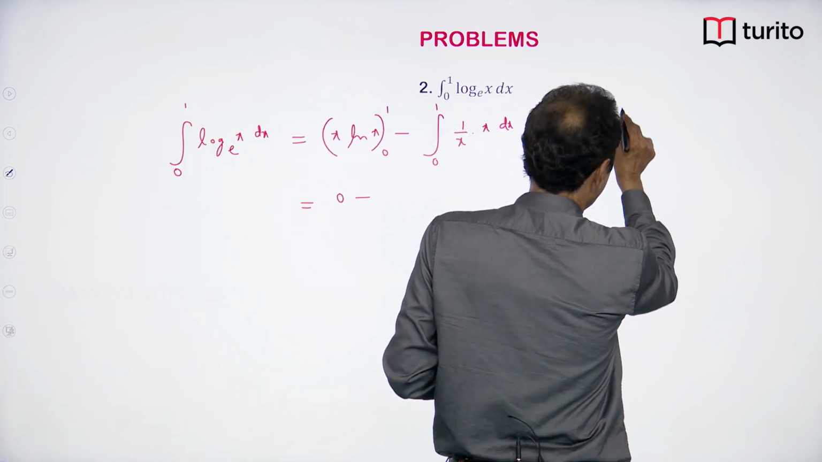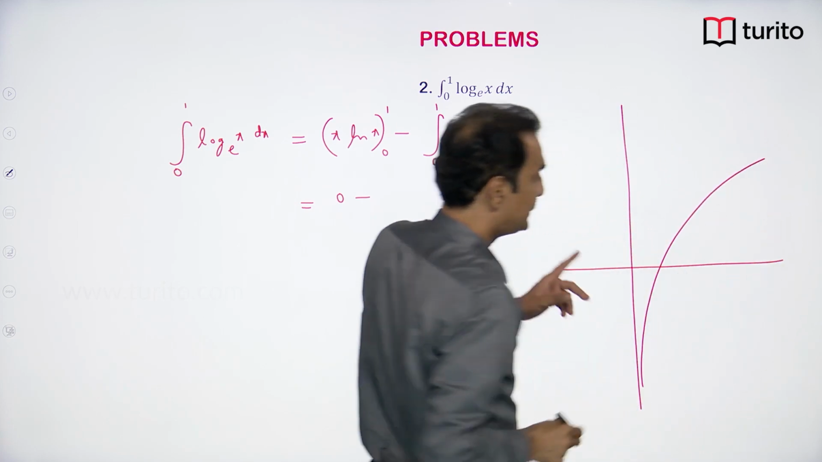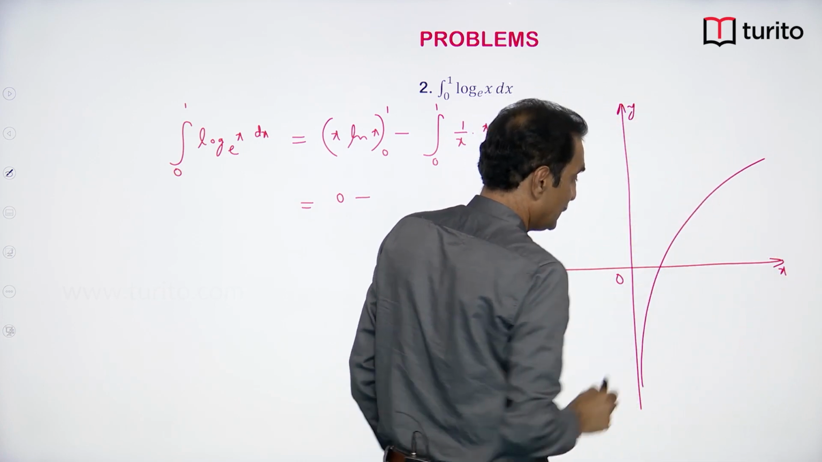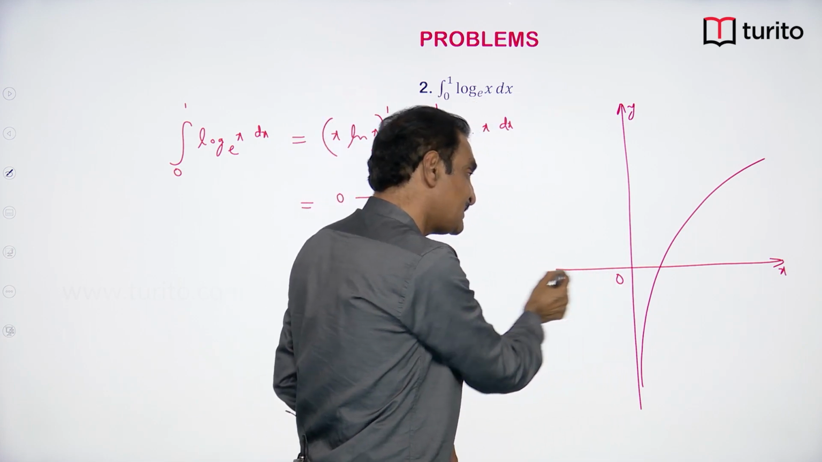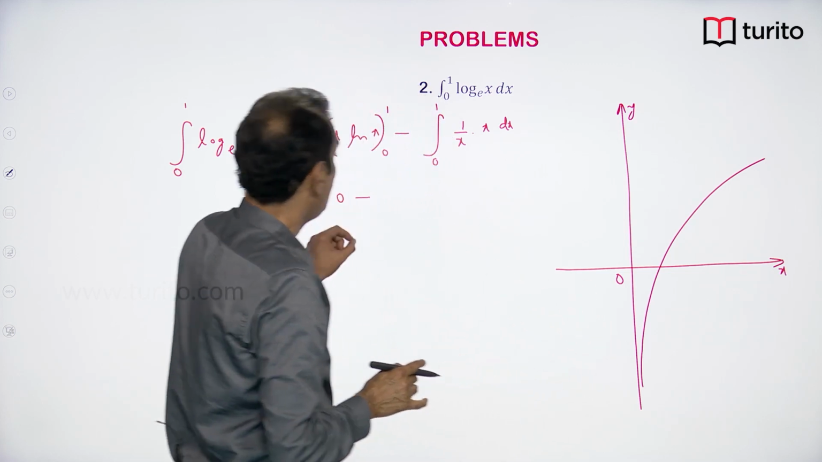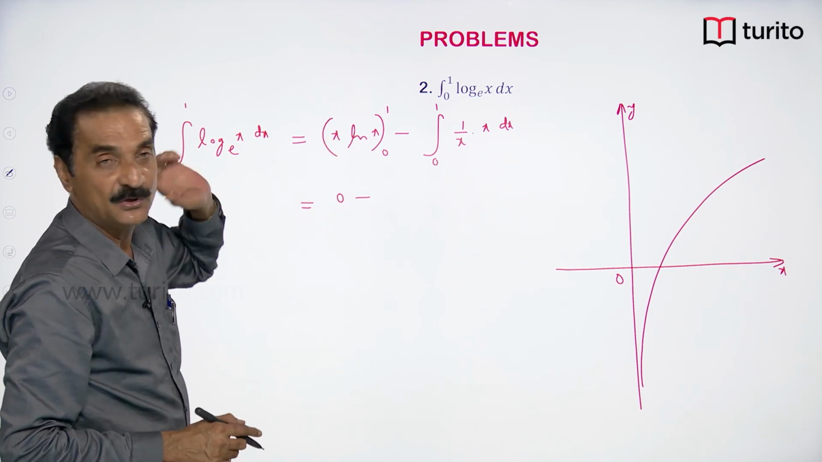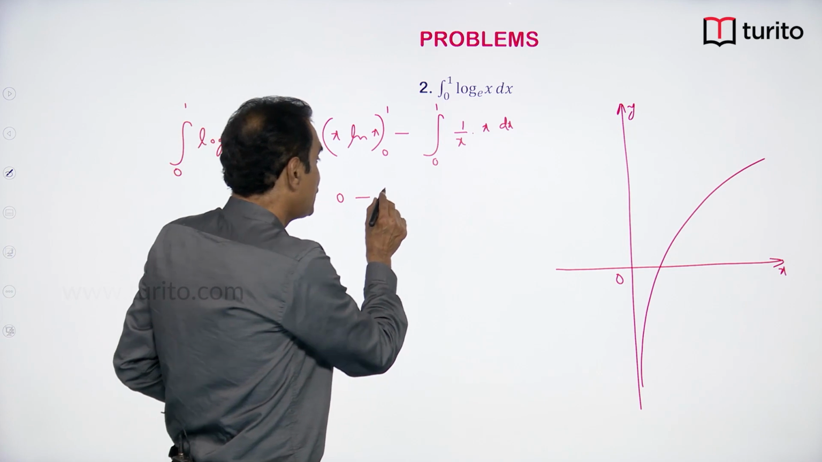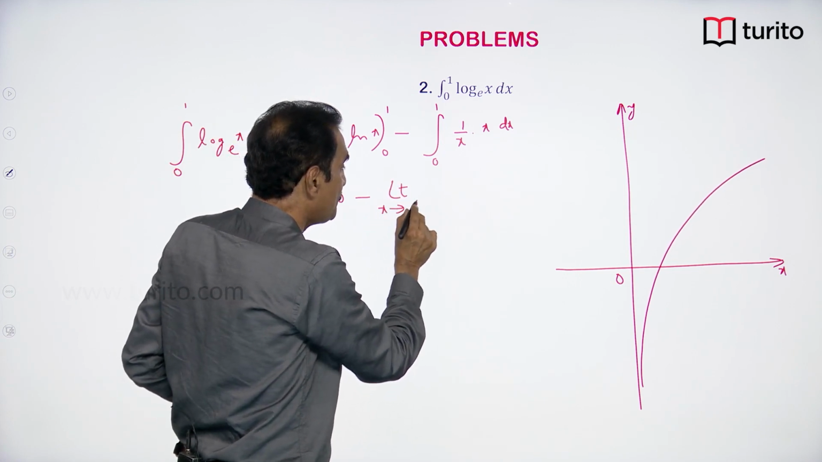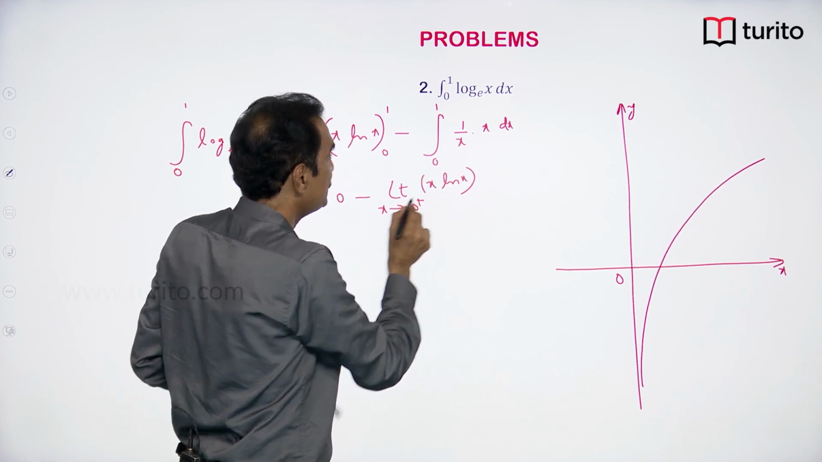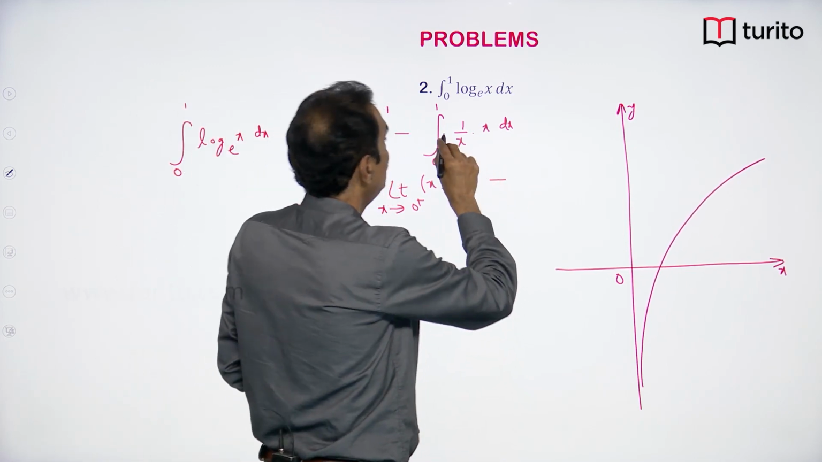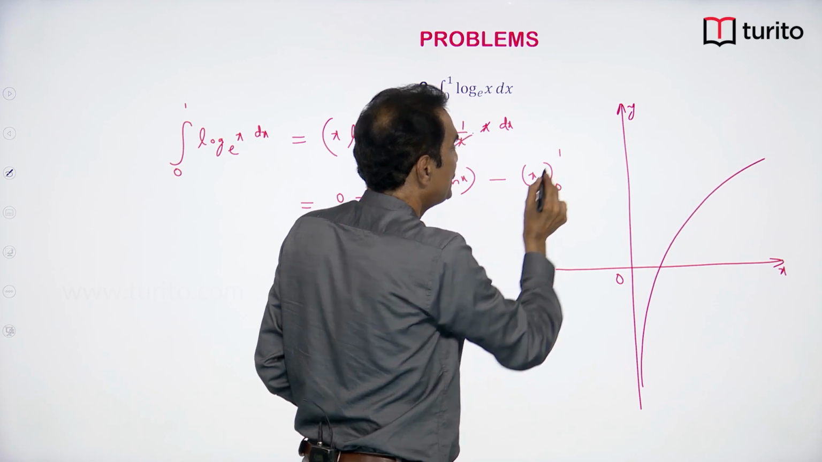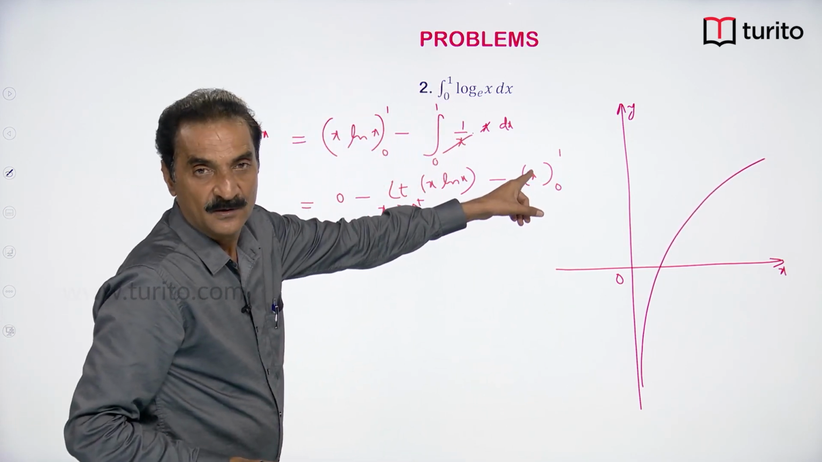See, the graph of log x will be like this. This is the origin, this is the x axis, this is the y axis. This is the graph of log x. At x equal to 0 or at x equal to some negative number, logarithm is not defined. So, we have to take the limit of x log x at 0. Limit as x tends to 0 plus, because the interval is 0 to 1, x cannot be below 0. So, we have to take limit x tends to 0 plus x ln x in the case of the lower limit, minus here what is the integral of this, x cancels, integral of 1 is x, write the limit 0 to 1. What is this limit? 1 only.